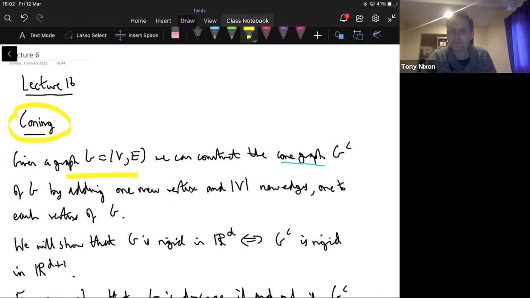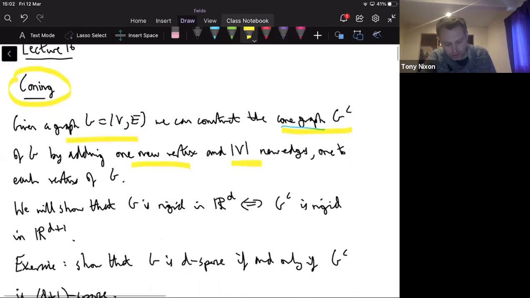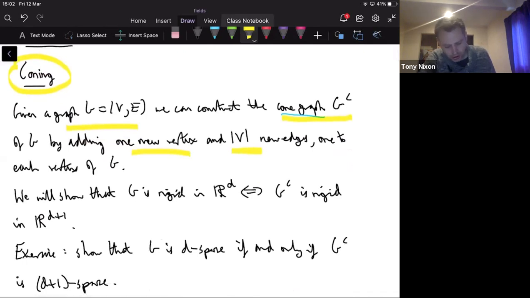Given a graph, we can construct the cone of the graph. If G is a graph, then G to the superscript C is going to be the cone. It's simply the graph obtained from G by adding exactly one new vertex, but joining it to all existing vertices. So it has degree exactly the largest it possibly could. It's adjacent to everything. And what we're going to show to start the lecture is that a graph G is rigid in D dimensions if and only if the cone is rigid one dimension up. So adding a vertex adjacent to everything transfers rigidity from one dimension to the next.